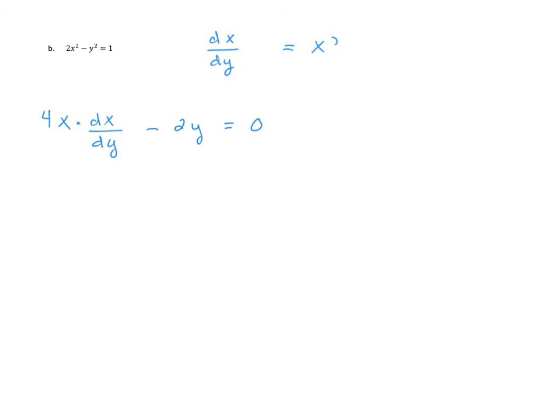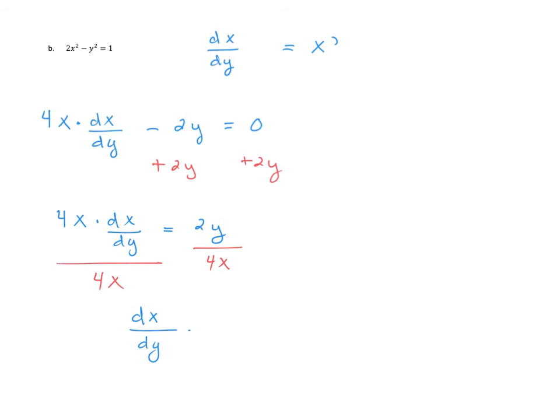I'm going to solve this by adding 2y to both sides. I get that 4x times dx dy is equal to 2y. I can divide both sides by 4x. And I get that dx dy is equal to 2y over 4x. Of course, this can be simplified to y over 2x. And that is my final answer.